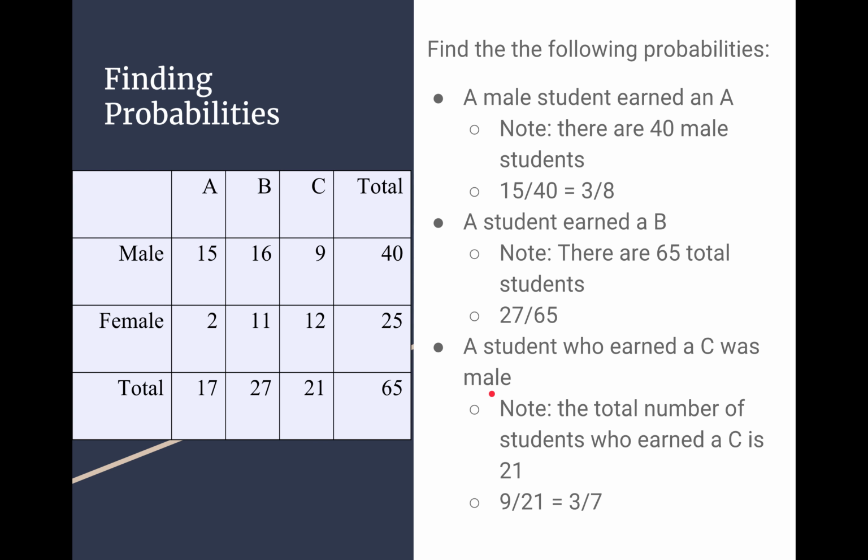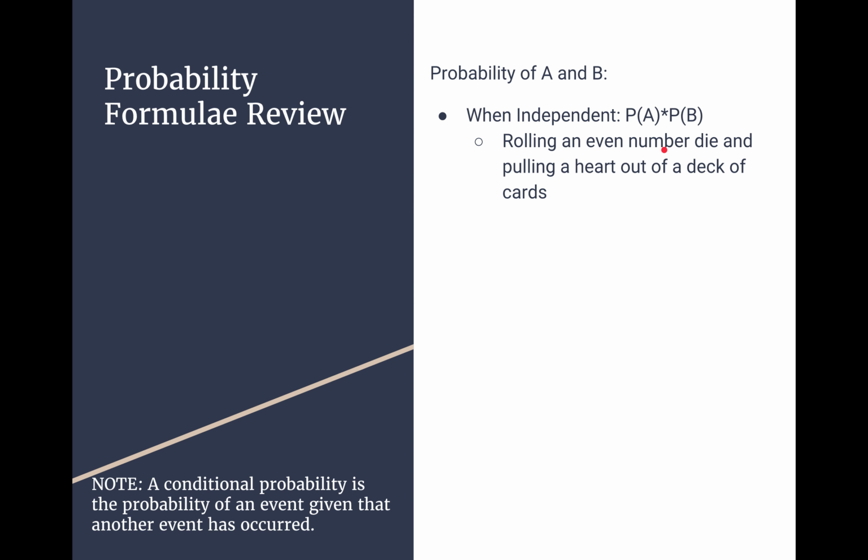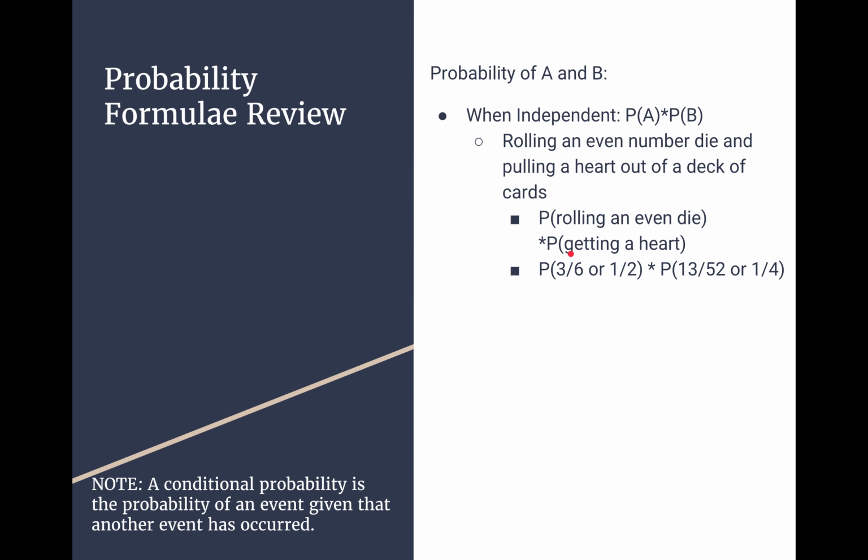Now we're going to review some probability formulas. Probability of A and B, when they're independent, is simply the probability of A times the probability of B. So what are two independent events? Rolling an even number on a die and pulling a heart out of a deck of cards. So we're going to get the probability of rolling an even die times the probability of getting a heart. An even die is 3 out of 6 because 2, 4, and 6 are all even outcomes, which reduces to 1 out of 2.